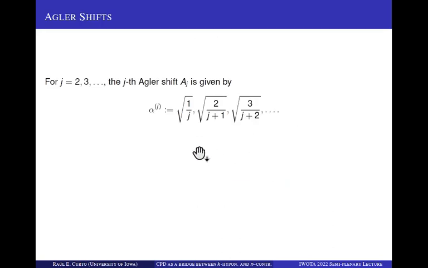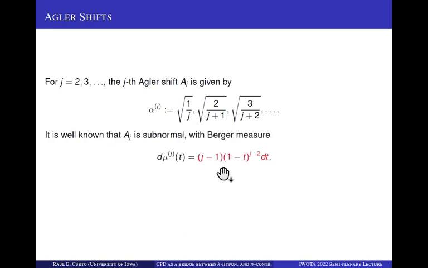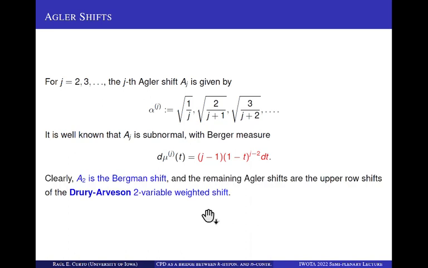And we want to study in particular what happens to the Agler shifts and what kind of shifts we have here. You are familiar with the Bergman shift, which is the one when j is equal to 2, but there are of course many others involving any integer bigger than 2. So the Agler 3 shift, 4 shift, and so forth. They are all subnormal. And here is the Berger measure, which is not difficult to calculate. A2 is the Bergman shift. The remaining Agler shifts are the upper row shifts of the Drury-Arveson 2-variable weighted shift.